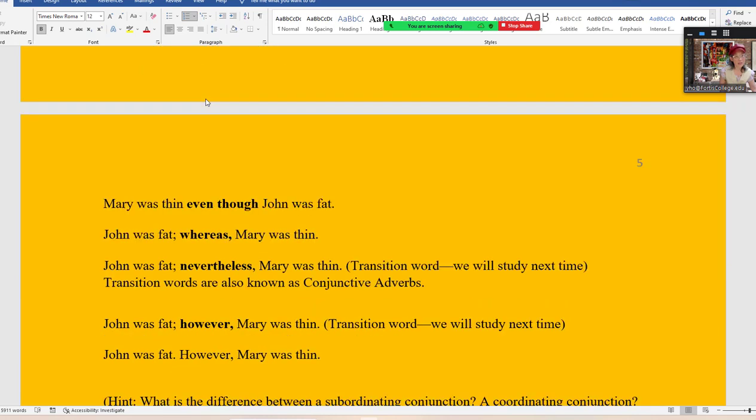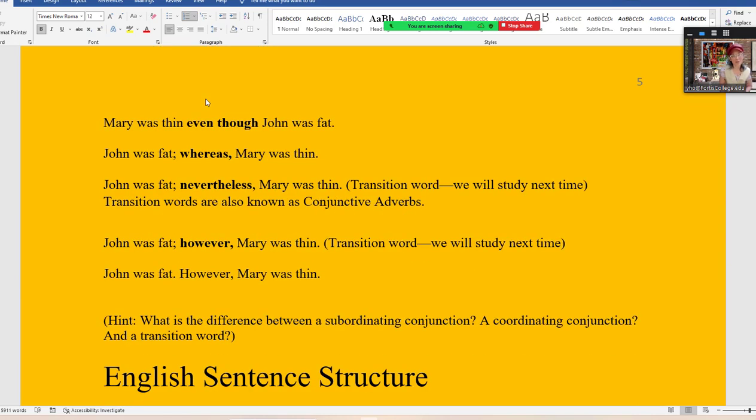Mary was thin, even though John was fat. Is that a compound sentence or a complex sentence?